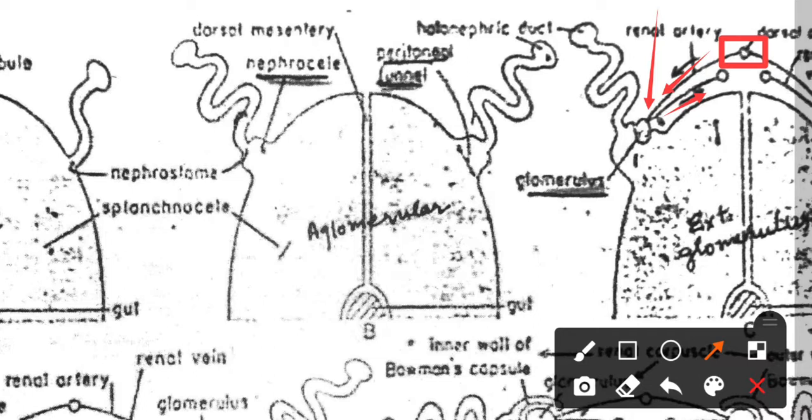Here the second stage arises, which is the external glomerulus stage. Here the glomerulus is not present in the Bowman's capsule, but is external to the nephrocoele. The glomerulus is in contact with the nephrocoele, which is opening into the splanchnocoel. That is a transition stage in the evolution of the glomerulus. So this is the second stage, in which we have the external glomeruli.